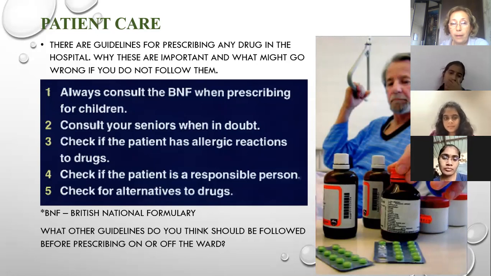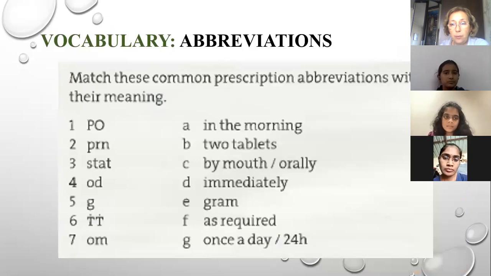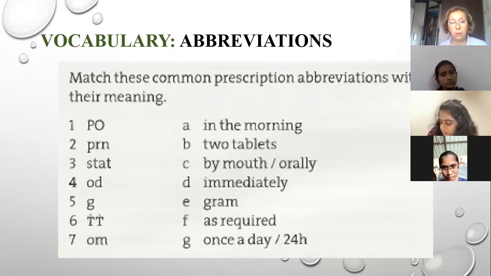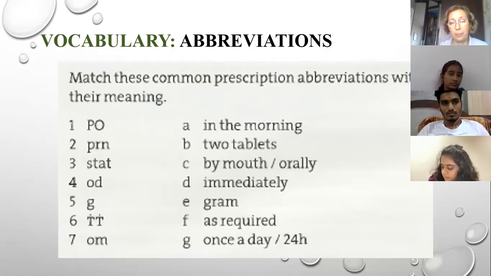Okay, if we move to the next slide, we can see some abbreviations which are used by doctors, and they're very common in prescriptions. You can see the abbreviations to the left and their meanings. For example, the first one here, PO, what does it mean? By mouth. Yes, this is the Latin phrase per os, orally. As needed. Yes, as needed.